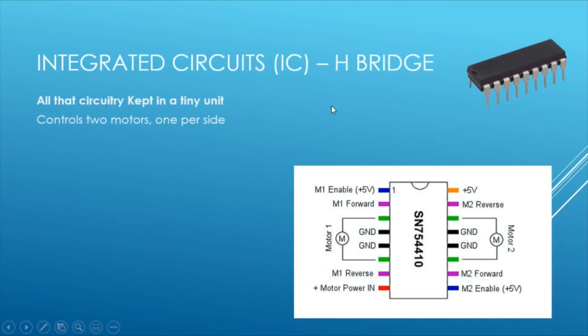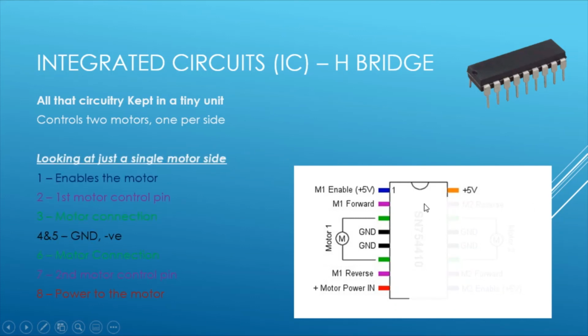Now we're specifically looking at the H-bridge that we've already introduced before, and what this tiny little chip does is it has all those transistors and everything going on inside of it, so that we don't need to make a complicated breadboard of it. And here we have a top-down view. This one little chip will control 2 motors, and that's 1 per side.